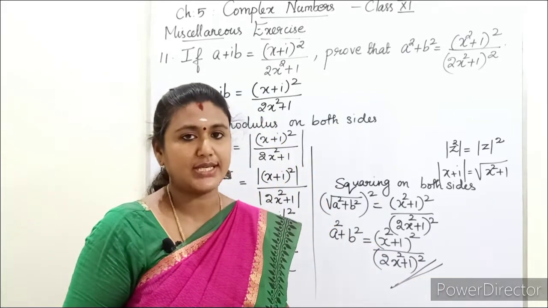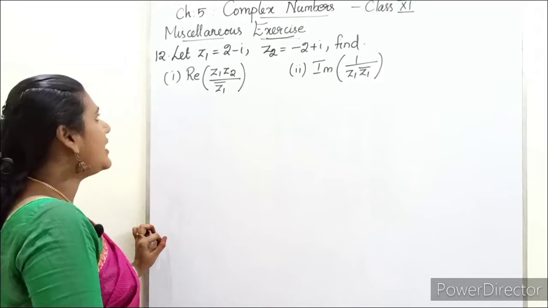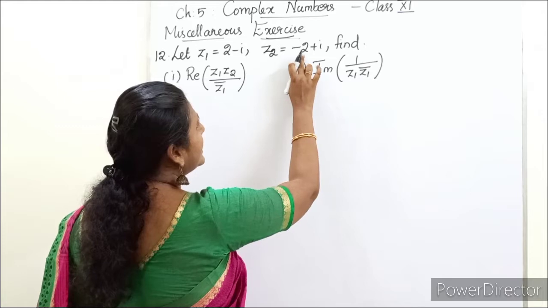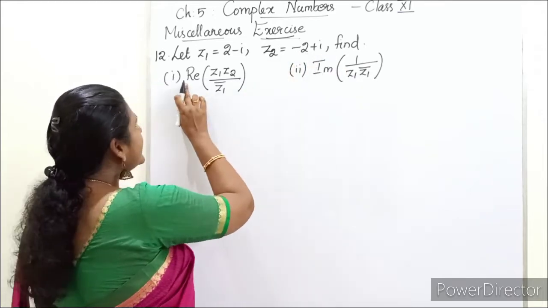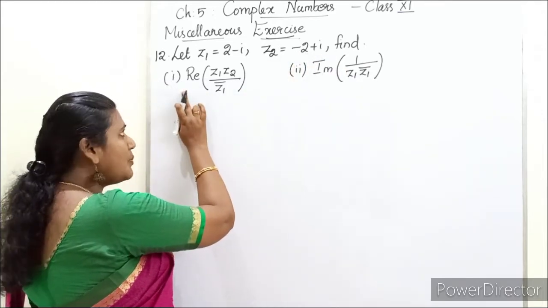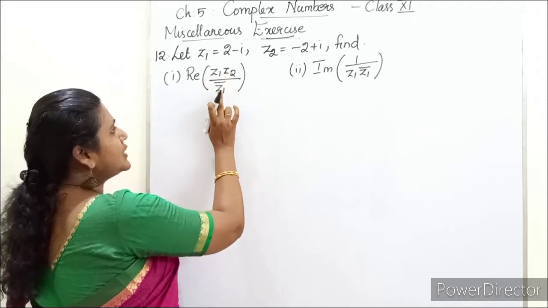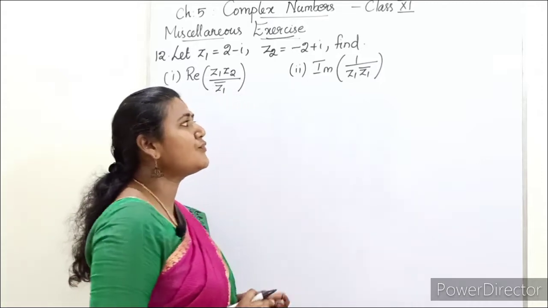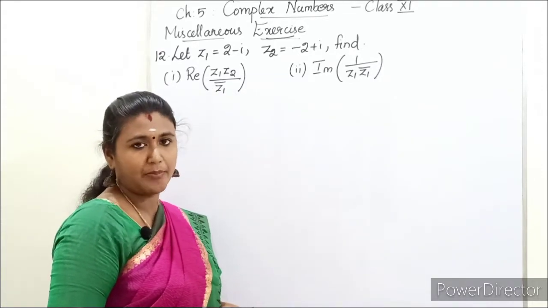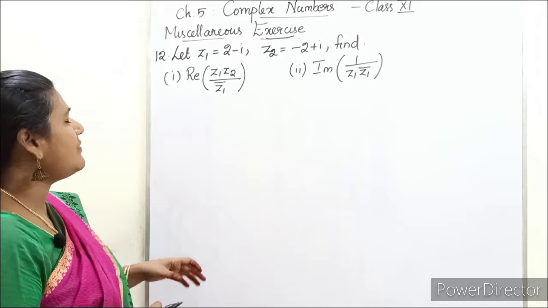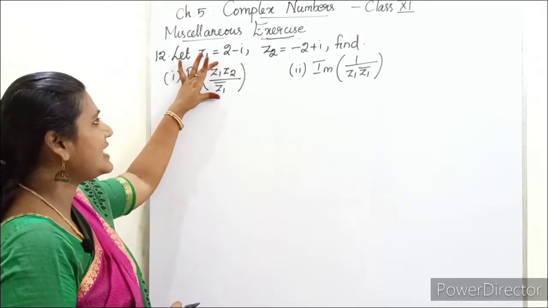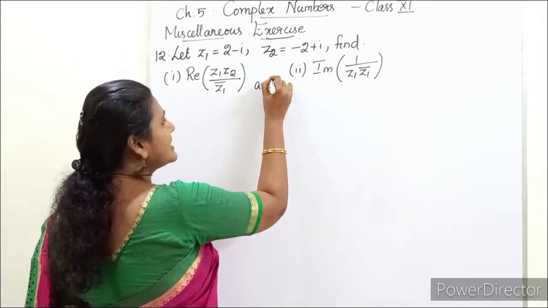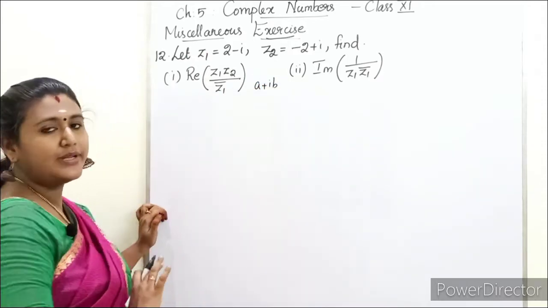Okay, now next question. So question number 12: let z1 is equal to 2 minus i, z2 is equal to minus 2 plus i. Find the real part of z1 z2 by z1 bar, and the second question is the imaginary part of 1 by z1 z1 bar. So here first what we are going to do, we have to simplify this expression and we will express the answer in the form a plus ib. Then we can find out the real part easily.